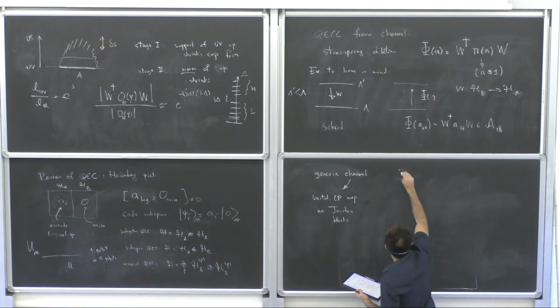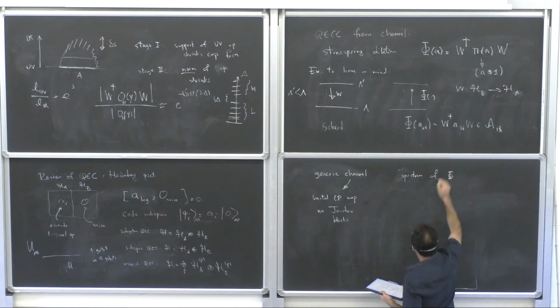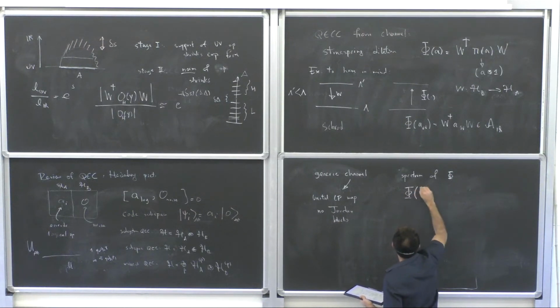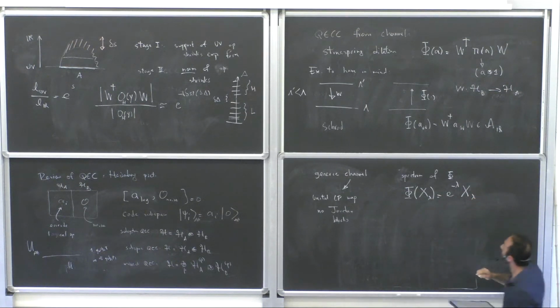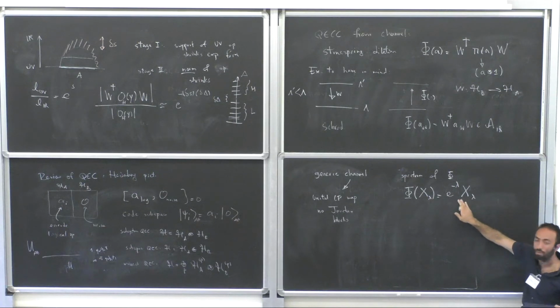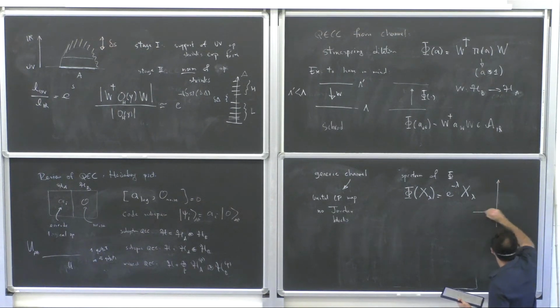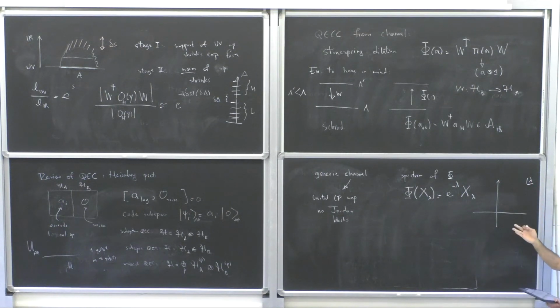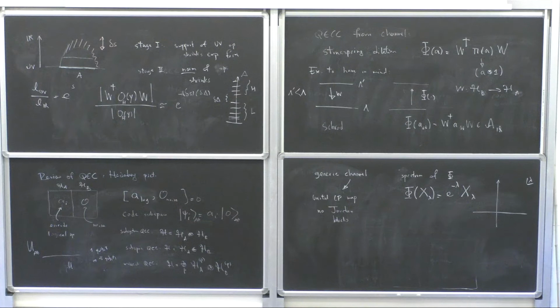So for every quantum channel that doesn't have Jordan blocks, or said differently, for any generic quantum channel, there's a notion of a spectrum. These are the eigen operators of the channel, the operators that under the action of the channel are just multiplied by a number. This number is a property of channels because it's a unital CP map. For every quantum channel, this number is just a complex number.